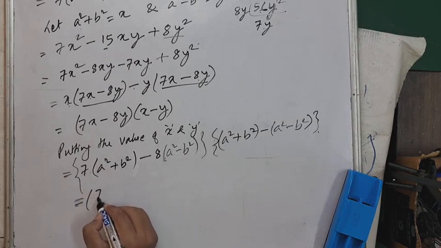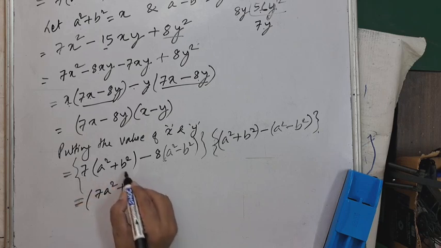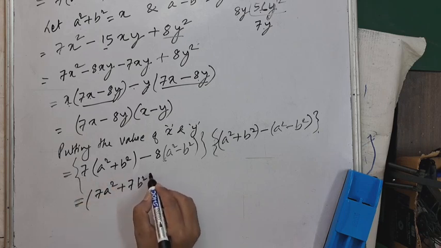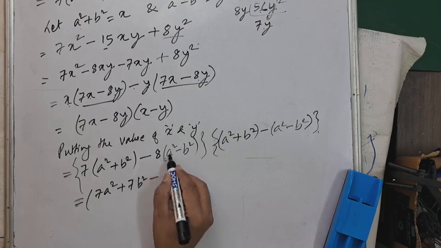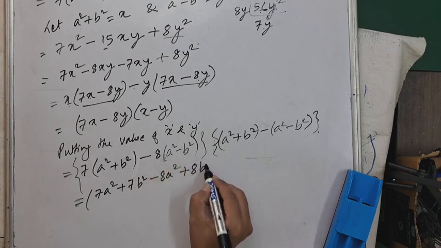7 into a square is 7a square. Plus into plus is plus. 7 into b square is 7b square. Minus 8 into a square is 8a square. Minus into minus is plus. 8 into b square is 8b square.